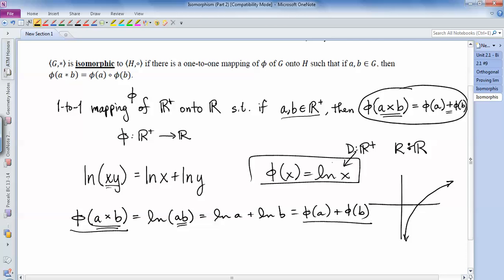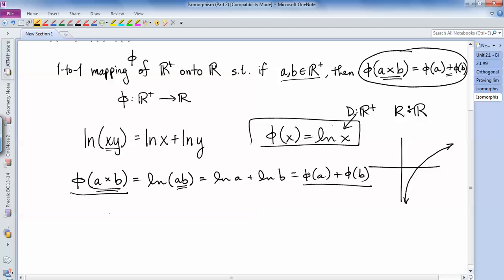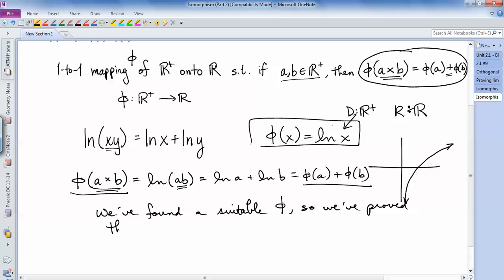Since I found a phi that works, which is ln, then I can say, so let me write this out. We found a suitable phi. So we've proved that the first group, R plus under multiplication, is isomorphic to R under addition. That's pretty abstract in a lot of ways, but go back and look at the one about the tables, and it's the same general idea about how this works.